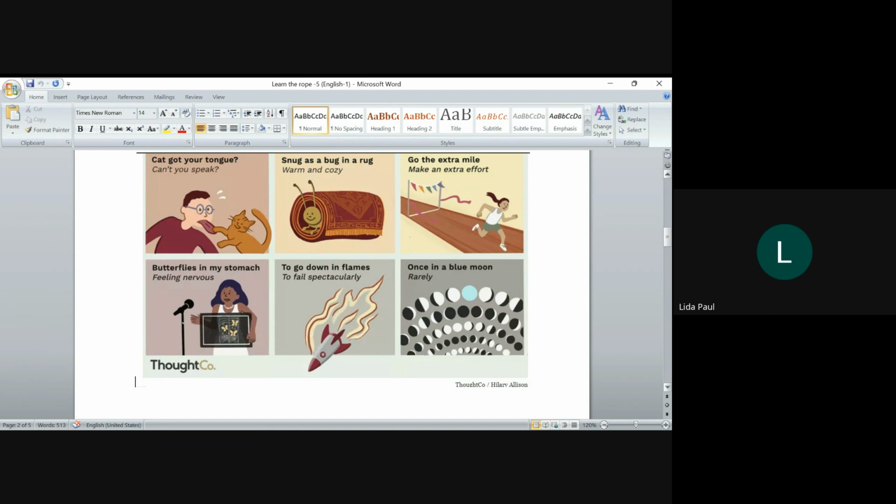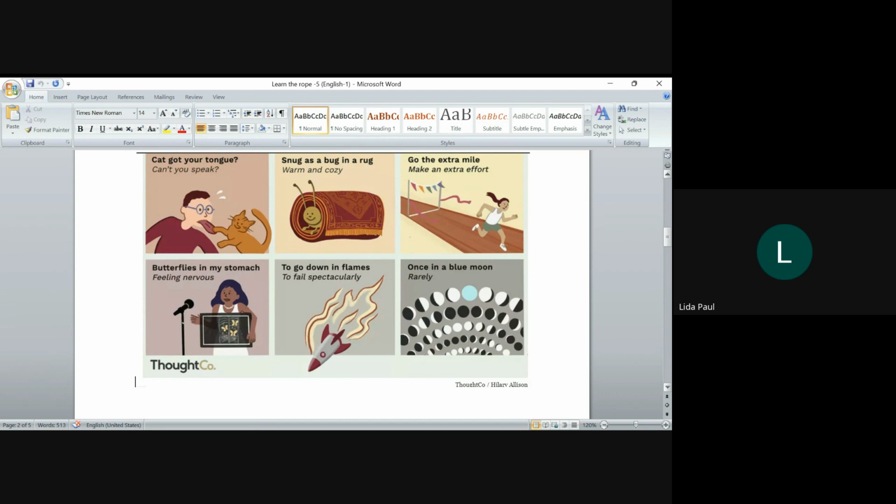If you look at the literal meaning, what is it? The literal meaning is what is shown on the picture. You see that there's a cat that is holding on to the tongue, right? But the metaphorical meaning is what? When somebody asks cat got your tongue, basically they're asking, why can't you speak? Right? So there are all kinds of categories.